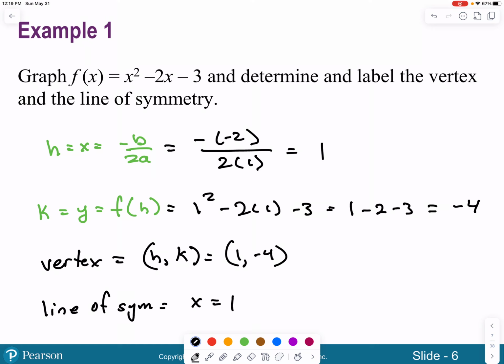Okay. So we have our vertex, and then because our leading coefficient is positive, it should be a U-shaped curve that opens up. So for instance, when x is 1, we have our vertex at 1, negative 4. We can quickly see that when x is 0, the corresponding y is negative 3. So that means that when x is 2, the corresponding y is also negative 3, right? And we can use that to generate our parabola and then connect the points with a smooth curve.